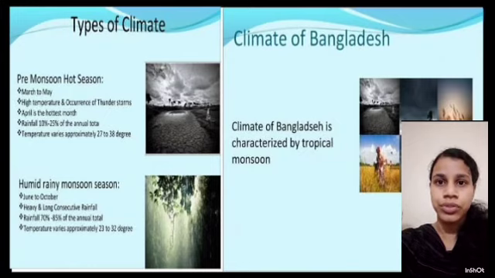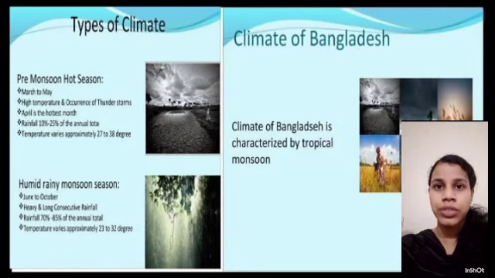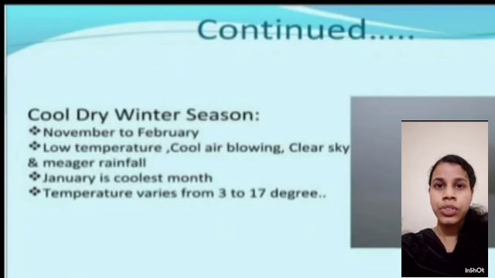Humid rainy monsoon season: June to October, heavy and long rainfall. Rainfall is 70% to 85% of the annual total. Temperature varies approximately from 23 to 32 degrees. Cool dry winter season: November to February, low temperature, cool air blowing, clear sky, meager rainfall. January is the coolest month. Temperature varies from 3 to 17 degrees.